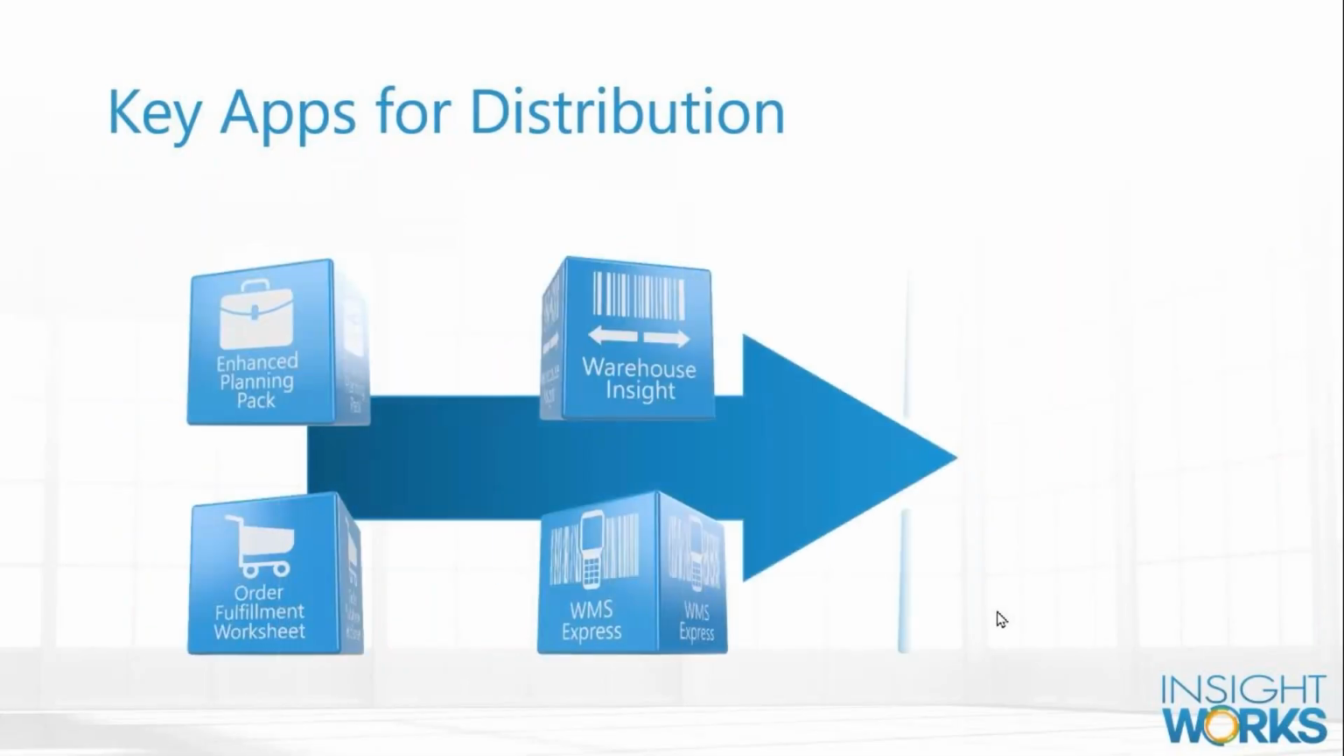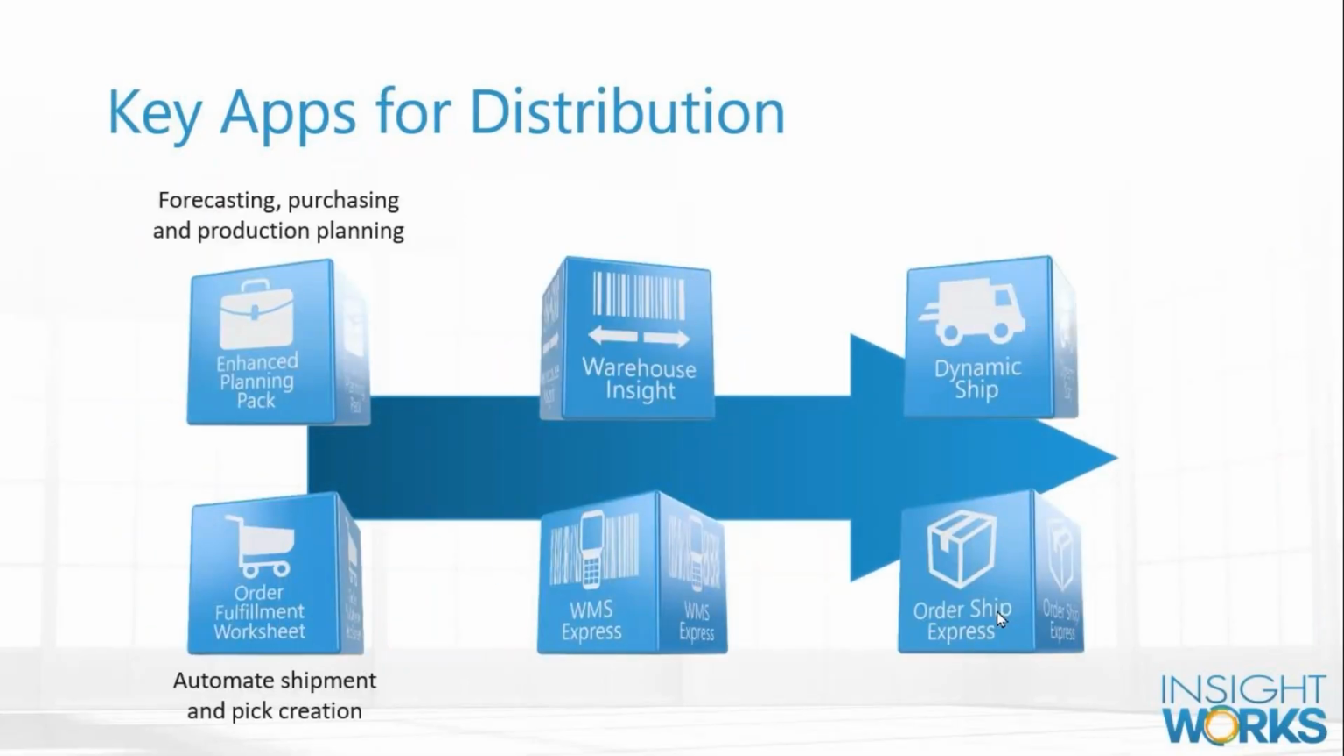So when we talk about distribution, we've got a few key applications there. There's half a dozen additional applications that we normally run in distribution environments, but these are sort of the big guys. And what we've got there are things like the enhanced planning pack. This is for planning your purchasing, and which is sort of a must-have in distribution environments. You can't really use the standard Business Central requisition worksheet or planning worksheet very effectively. You need that enhanced planning worksheet. That's part of this enhanced planning pack.